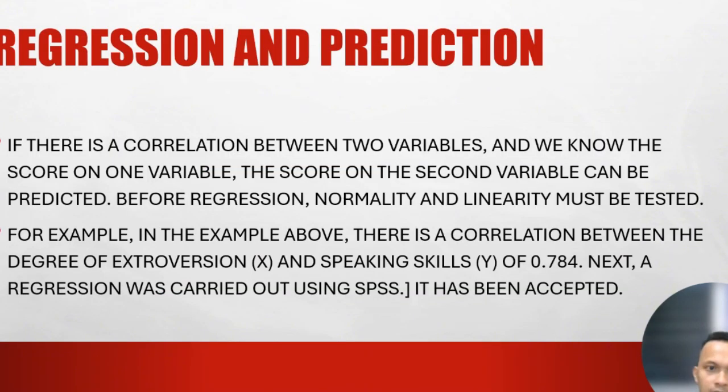Okay, regression and prediction. If there is a correlation between two variables, and we know the score on one variable, the score on the second variable can be predicted. Before regression, normality and linearity must be tested. For example, there is a correlation between the degree of extroversion X and speaking skill of 0.784. Next, a regression was carried out using SPSS. It has been accepted, right?